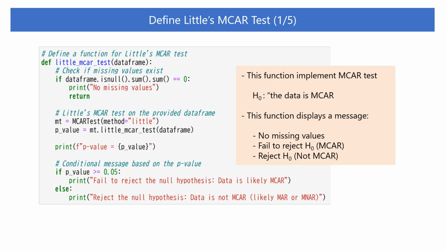Let's define a function to run Little's MCAR test and output the results. This function displays a message to indicate that there are no missing values in the data, and if there are missing values, it uses Little's MCAR test to test whether the missing data is completely random. In this hypothesis test, the null hypothesis is that data is MCAR. It outputs the p-value as a result, and displays a message to indicate whether the null hypothesis can be rejected or not.